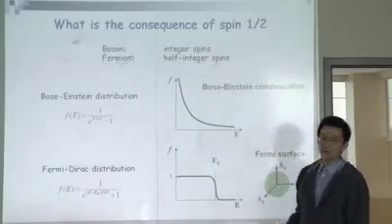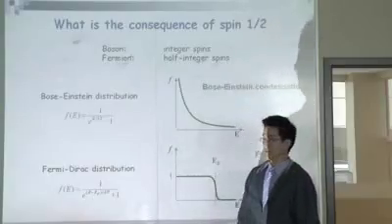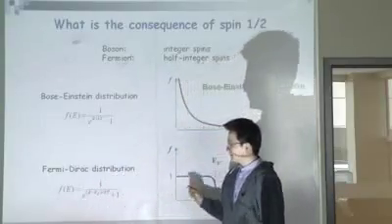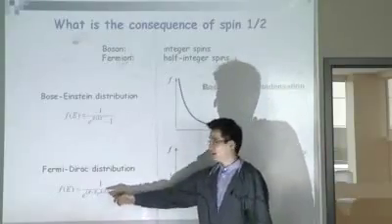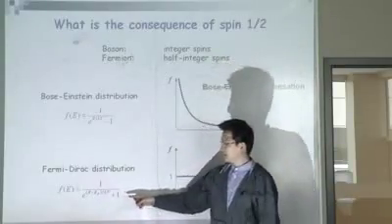The electron is a fermion. It follows the Fermi-Dirac distribution. Here is the formula. And there is a very important constant. We call it the Fermi energy. Now let's look at this term.